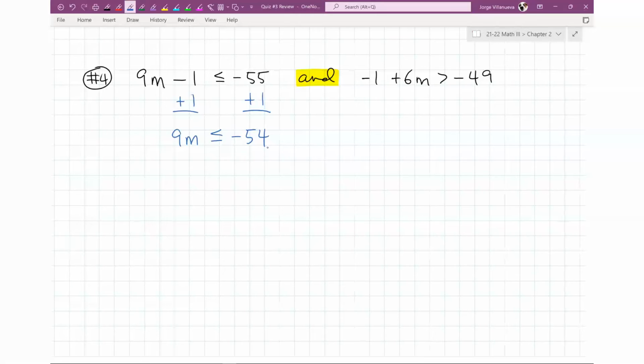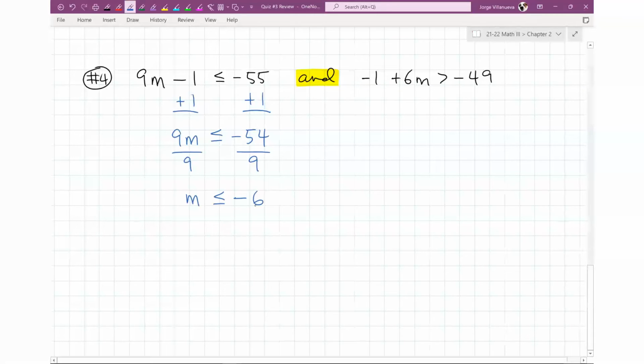So let's divide by 9. So we get m less than or equal to negative 6. Okay, so I got one answer. Let's go to the other side.